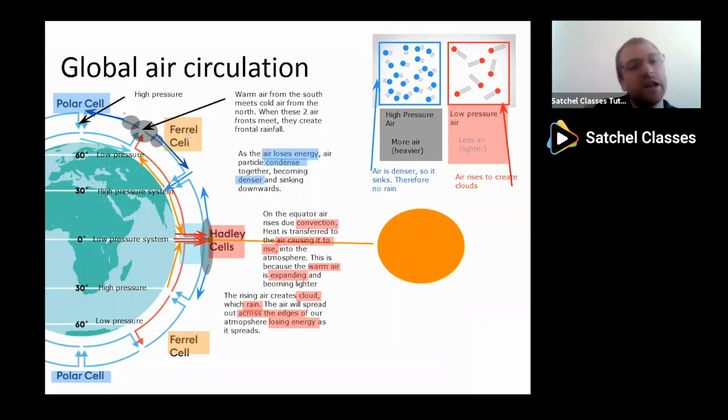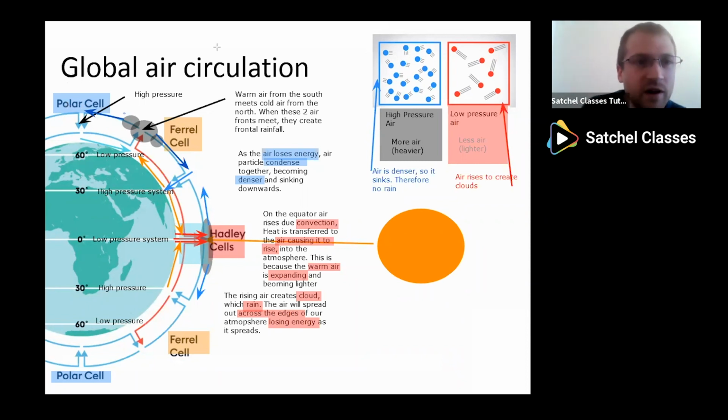It will spread out against the atmosphere, so constantly warm air rising, spread out against the atmosphere, and it will sink when it loses its energy, which happens to be 30 degrees on this high pressure system, and the polar high pressure system there as well. Okay, so air is sinking, so no clouds are being created there.